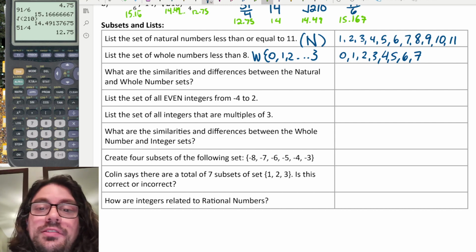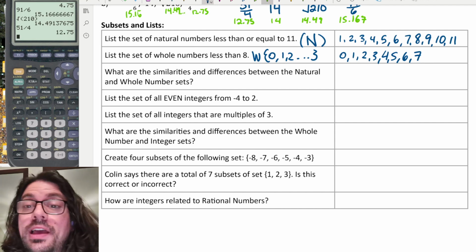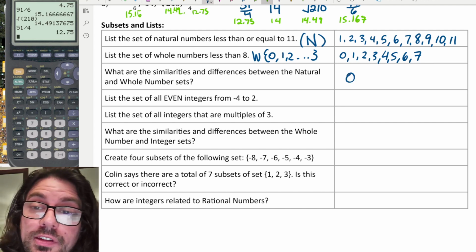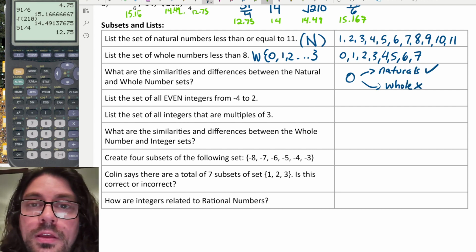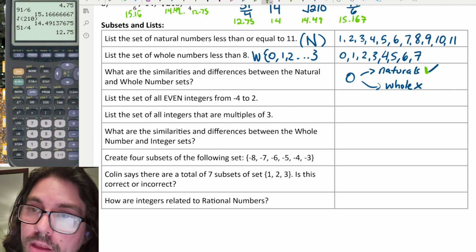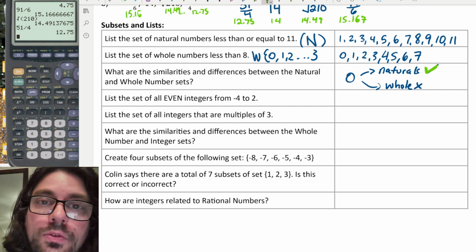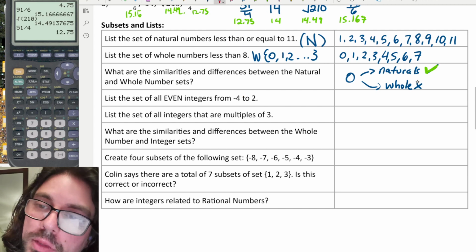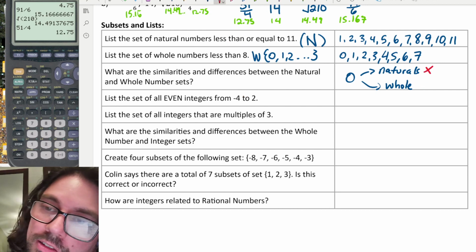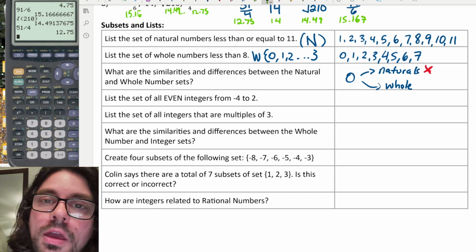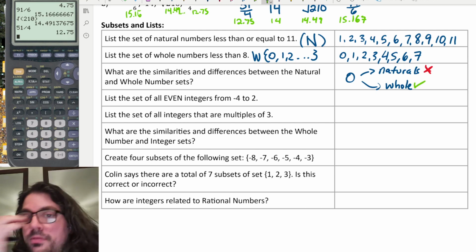What are the similarities and differences between the natural and whole number sets? Well, really, the only difference is 0. The naturals include it, and 0 is not a whole number, right? So we include 0 in the natural numbers, but we say it doesn't belong. Oh, sorry, I literally said that backwards. We said it doesn't belong in the natural numbers, but it does belong in the whole numbers.